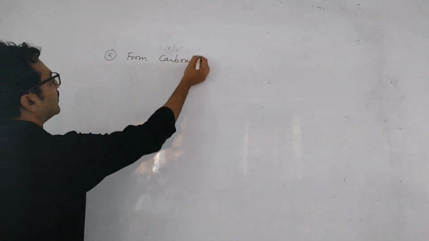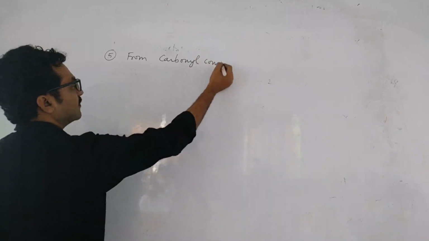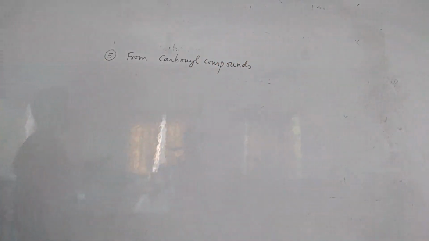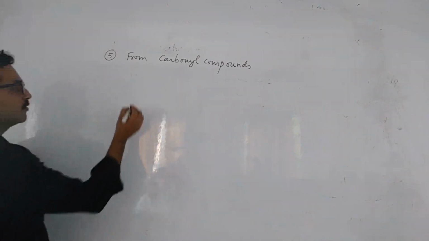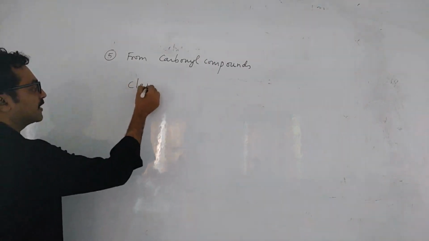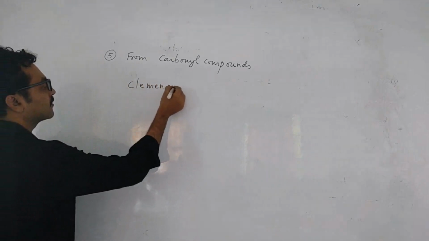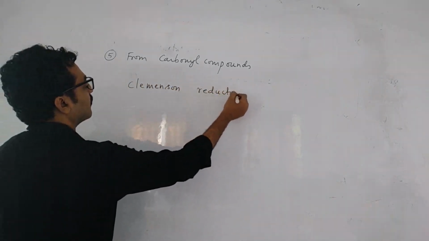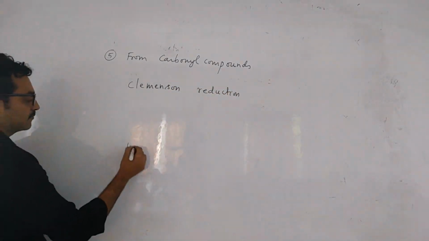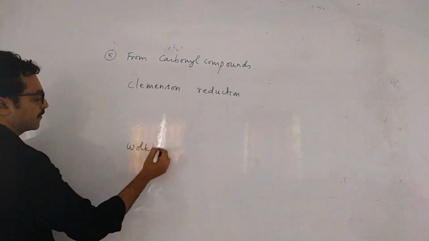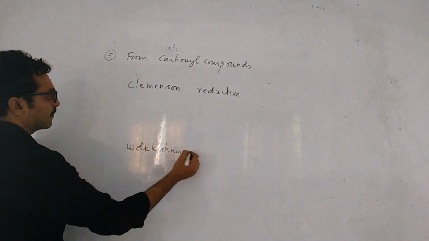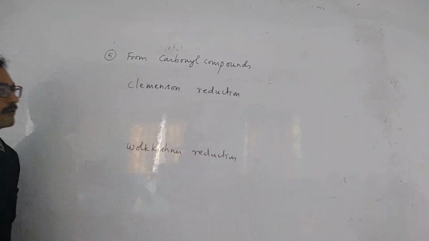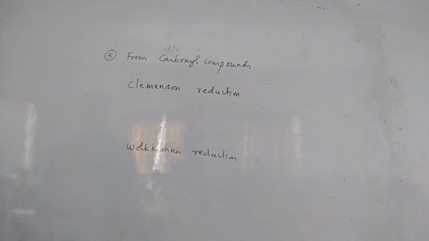From carbonyl compounds, again two ways are there. From acids also you can prepare in two ways. And from carbonyl compounds also you can prepare in two ways. What are those? Clemmensen reduction and Wolff-Kishner reduction.